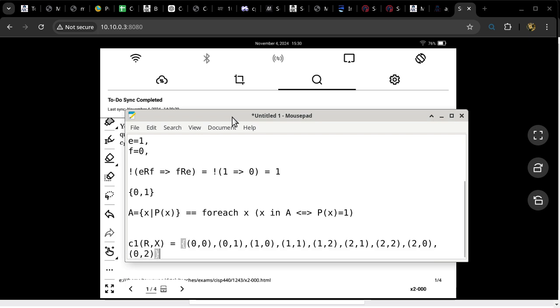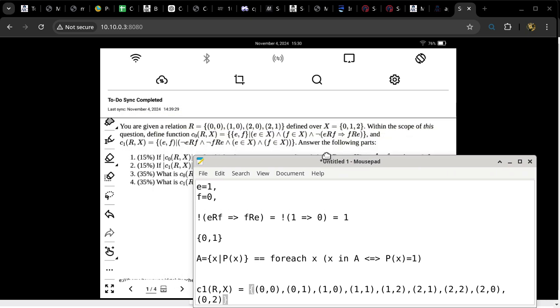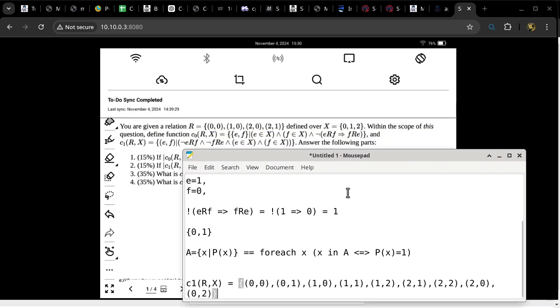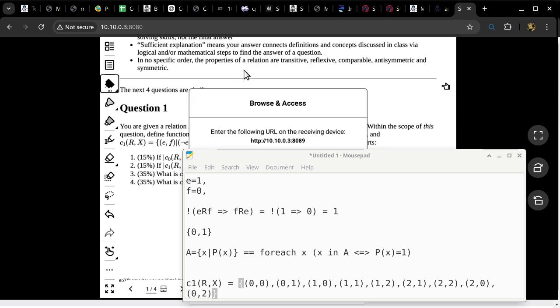There we go. Okay, so these are the things that we have to potentially think about. And then we just have to say, okay, but which one belongs here and which one does not? So going back to this description here, all right, so here we say, okay, we need ERF to be missing. We also need FRE to be missing.